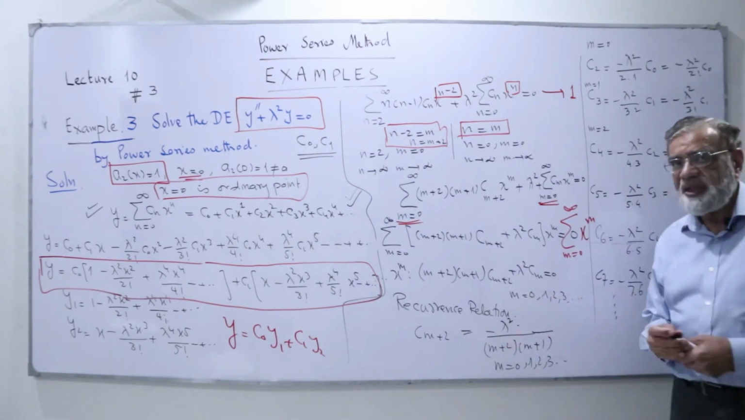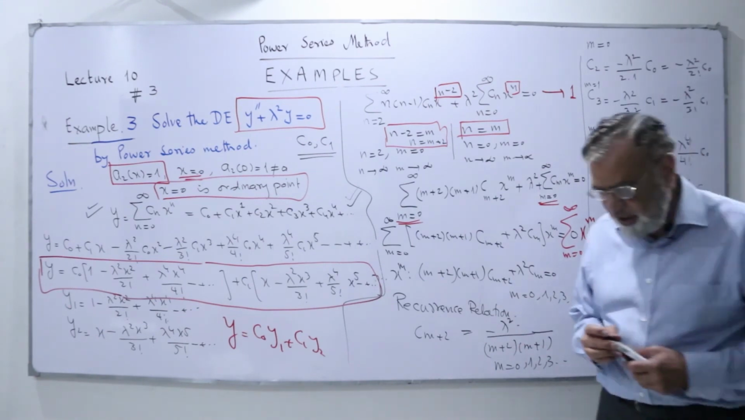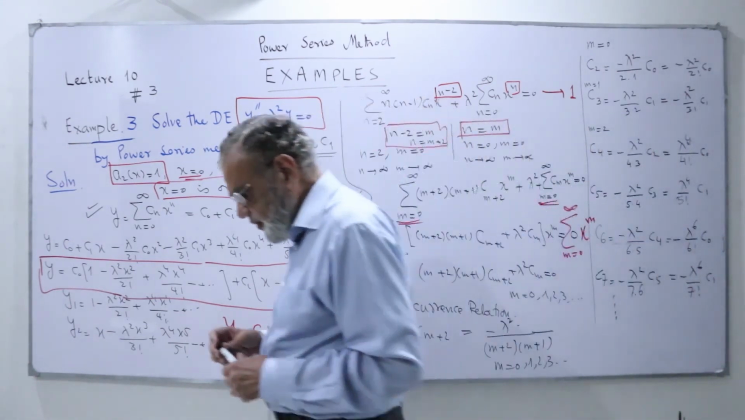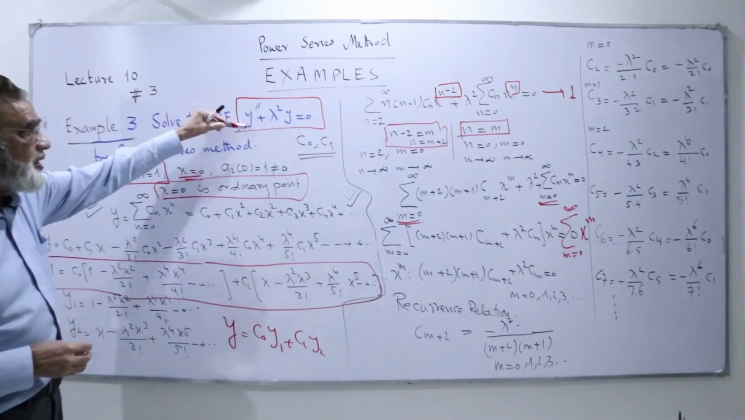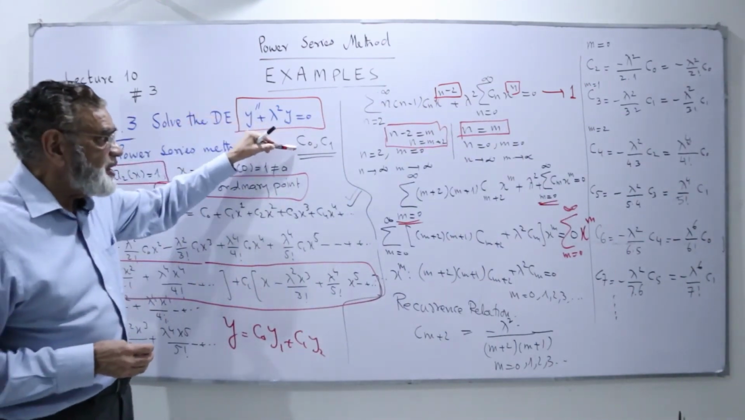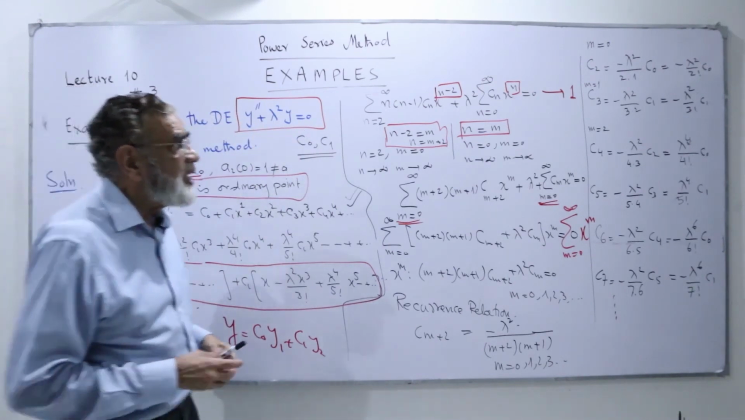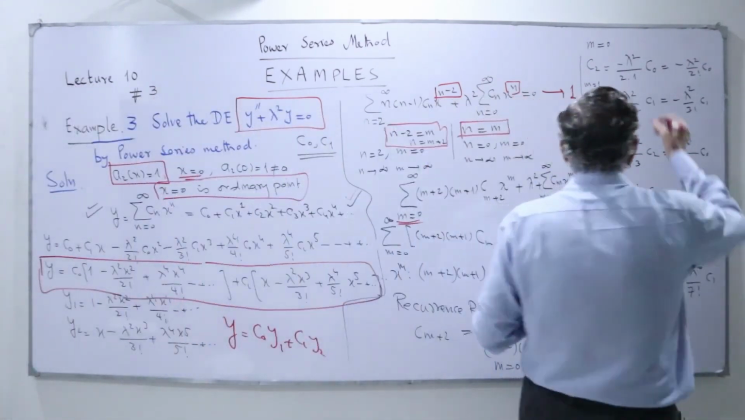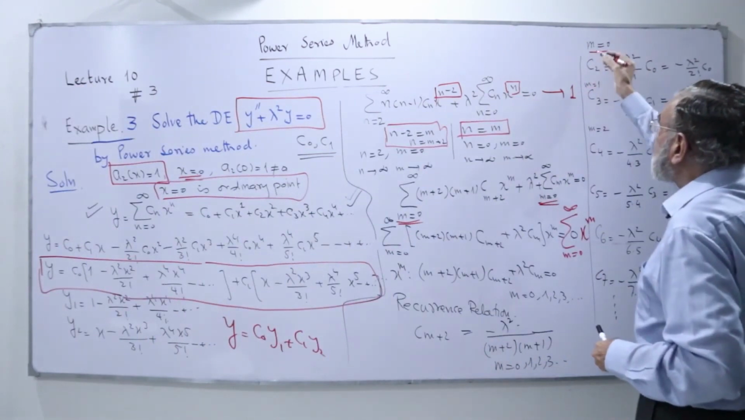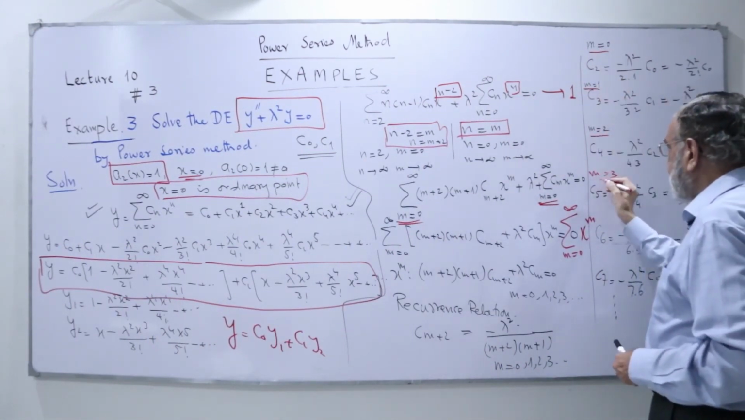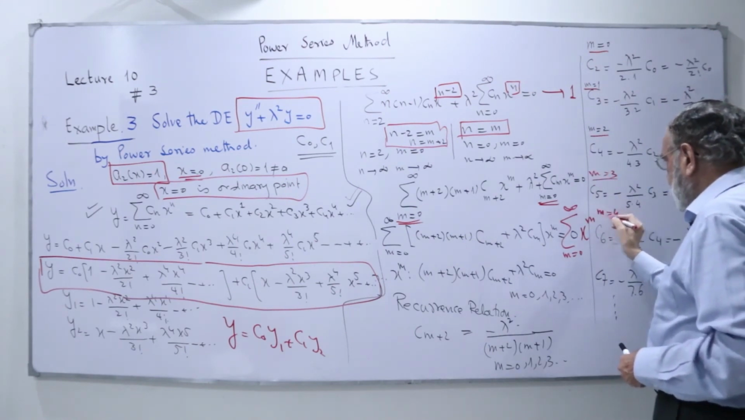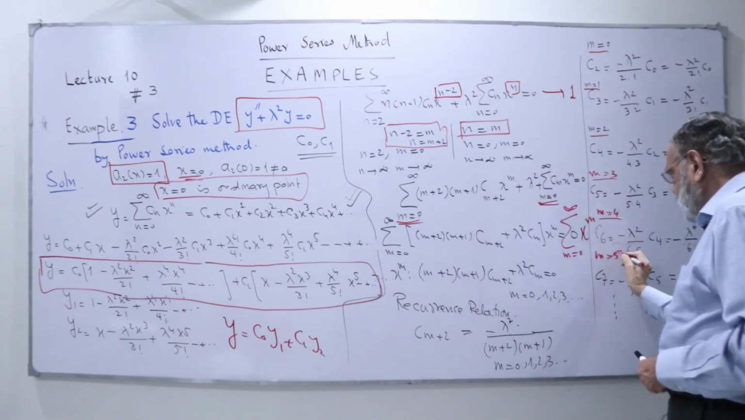From this recursion relation, I can get the values of C2, C3, C4, C5 in terms of C0 and C1. Why? Because in a second order differential equation, we get two arbitrary constants, C0 and C1. I start by taking m equal to 0, then m equal to 1, m equal to 2, m equal to 3, m equal to 4, m equal to 5, and so on.